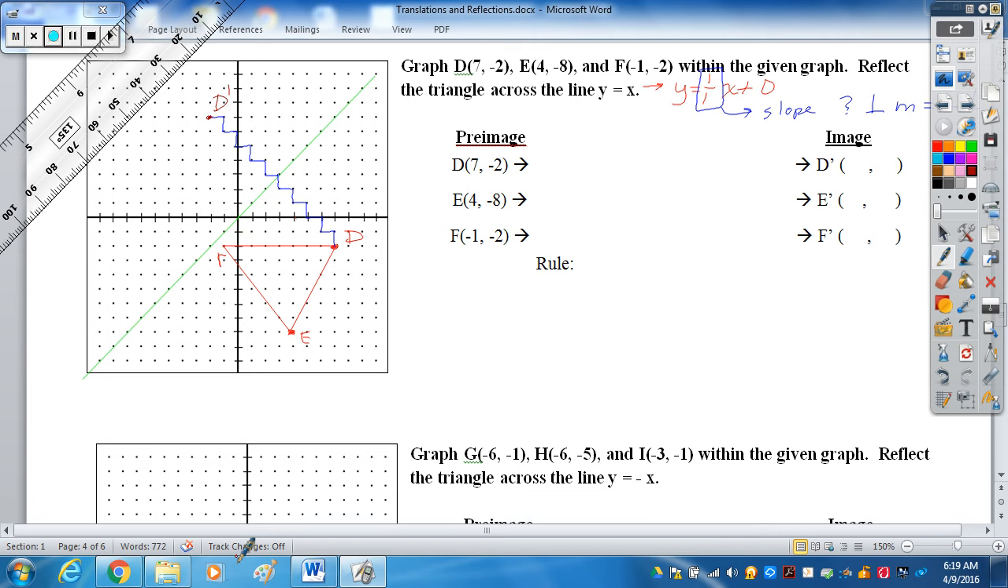Okay, so if I do the same thing with the other 2 points here, I can go ahead and count 1, 1. Right there, that's F prime. Okay, counting this one, E, 1, 2, 3, 4, 5, 6, 7, 8, 9, 10, 11, 12. Okay.